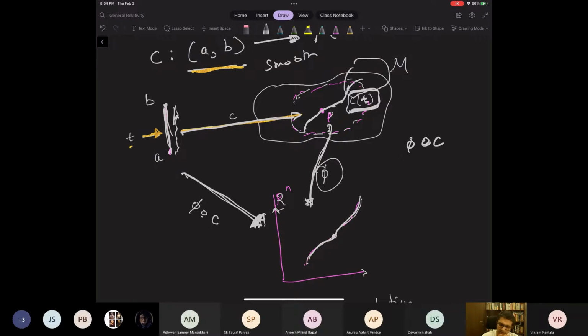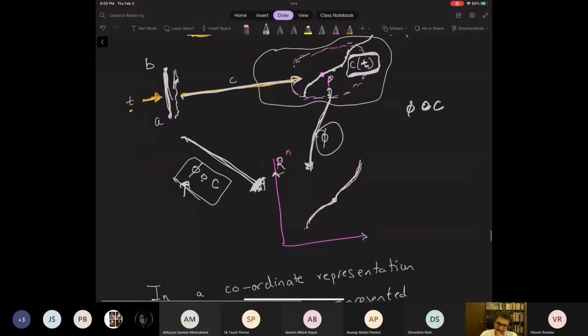That is, supposing the curve goes outside one particular coordinate patch, then I have to switch to another phi. But at least for the part of the curve that is contained within this coordinate patch, I can continue to use this function, phi circle c. So at least this is valid as long as I stick within this patch.